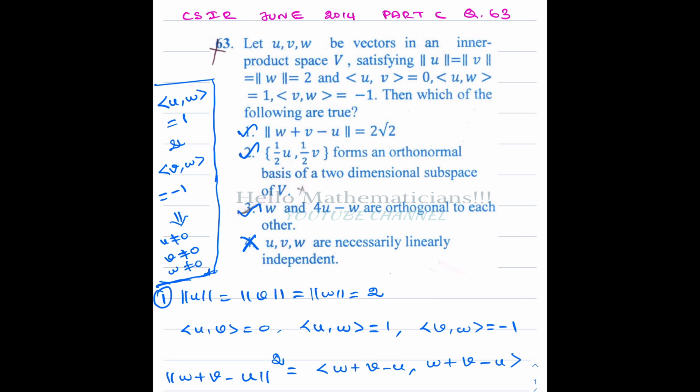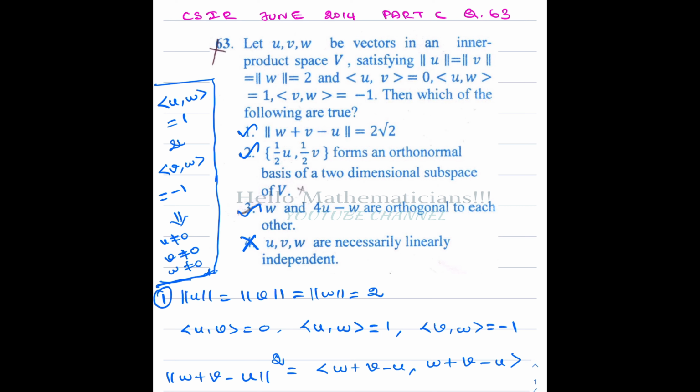Whenever they say it is an inner product space V, we always imagine R squared, R2 or R cube, something, and we consider vectors from R2, R3 so that the problem will give better sense to us. Now we are considering three vectors from inner product space V, and the vectors satisfy: norm of each of them is 2.